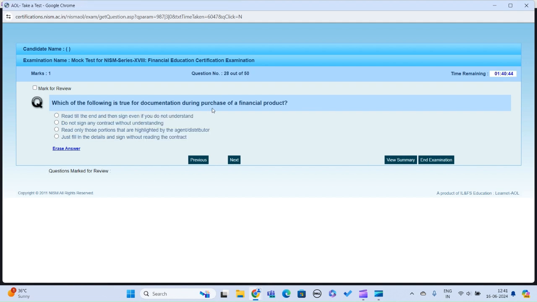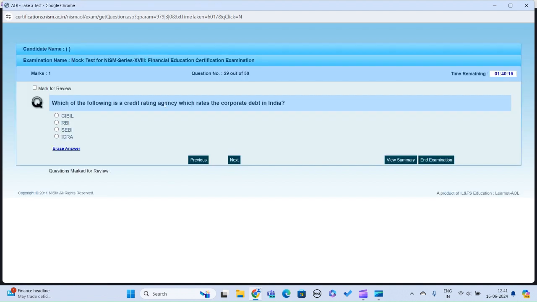Which of the following is true about documentation? Do not sign any contract without understanding, because you need to actually understand, but people generally don't do that. Just like online also, whenever you have some 15-20 pages, we just say agree, but generally you are not supposed to do that. You're supposed to read it and get it clarified. Do not sign any contract without understanding.